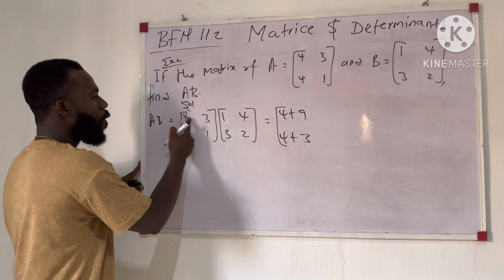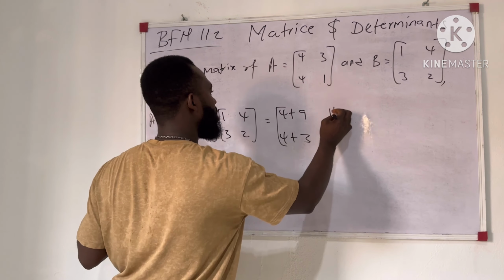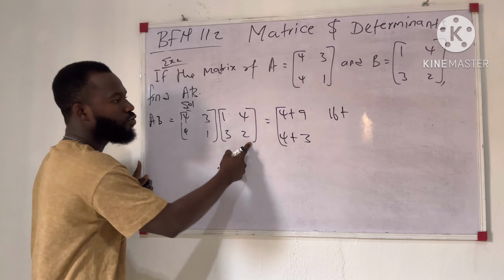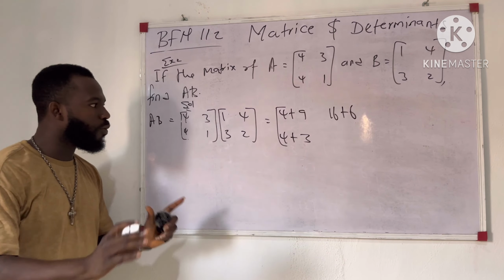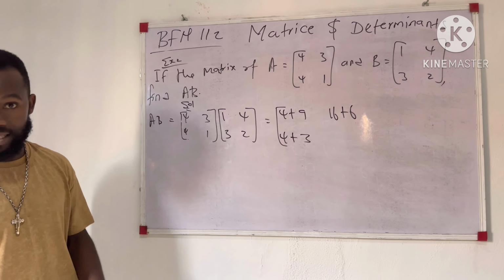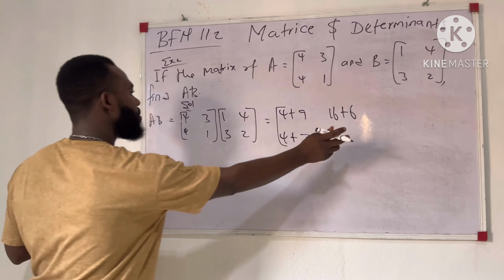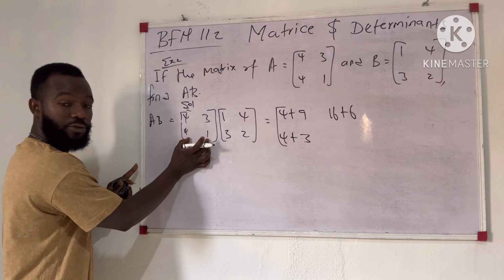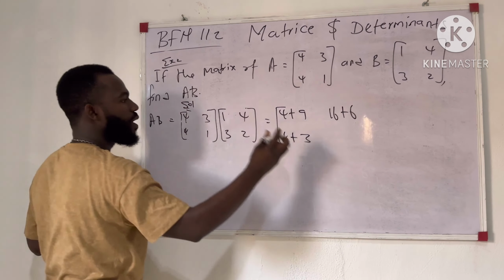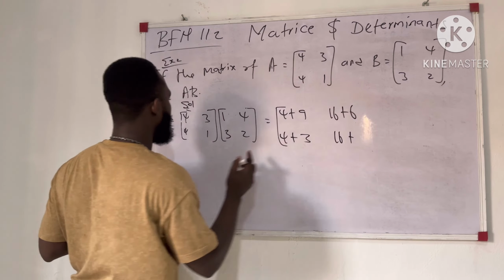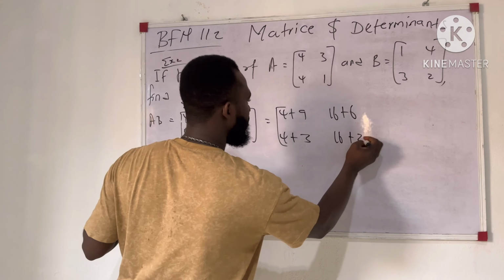So we'll go now. 4 will multiply 4 to give me 16, plus 3 now will multiply 2 to give me 6. We have no business with 1 and 3 anymore. We are done with 1 and 3. Now, again, to get the second row here, we're going to use the down row here. Now 4 will multiply 4 again to give me 16. And then 1 will multiply 2 to give me 2.